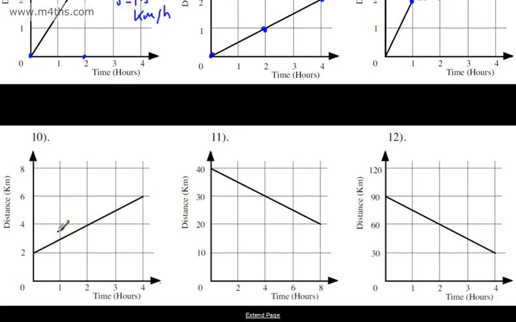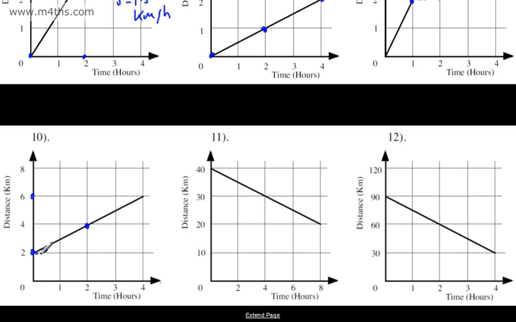Okay, with this one, we just need to be a bit careful. A common error here is that students say, well, that's 6 divided by 4. But we've not travelled 6. We've only travelled a distance of 4. So what you might want to do is pick this point, or you might just want to read it off. We've done 4 kilometers in 4 hours.